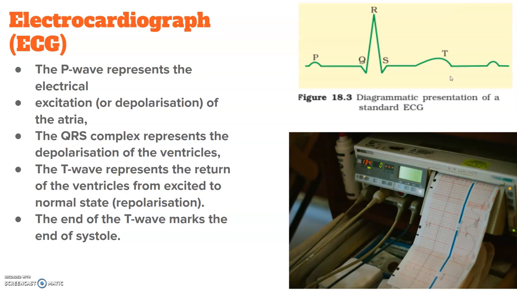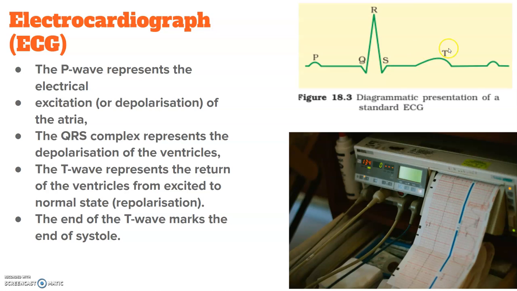Each peak in the ECG is identified with a letter from P to T that corresponds to a specific electrical activity of the heart. The P wave represents the electrical excitation or depolarization of the atria, and the QRS complex represents the depolarization of the ventricles, which initiates the ventricular contraction. The contraction starts shortly after the Q wave and marks the beginning of the systole.